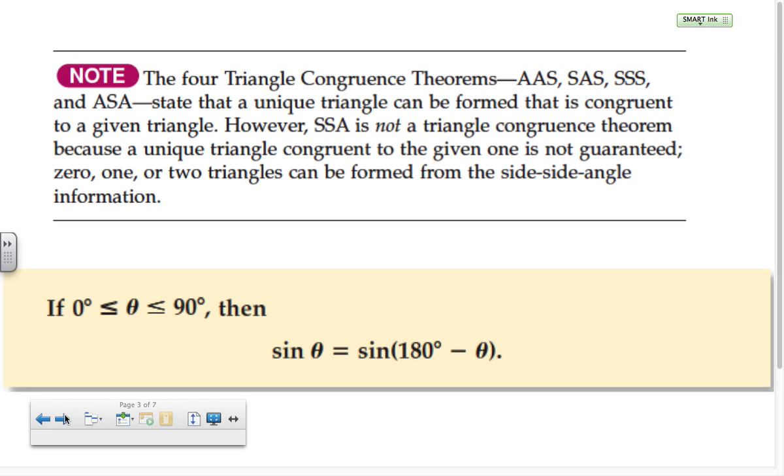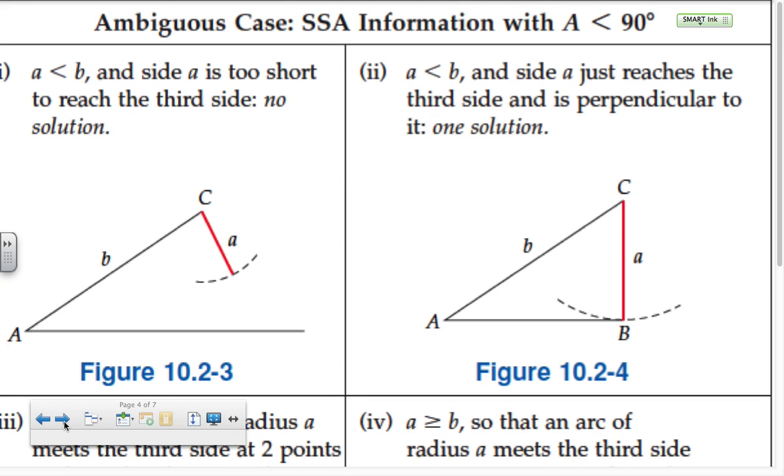So we're always going to assume 2, and then I'll talk right at the end about how you can know if it's just 1 or if it's 2 or if it's 0. But we're always going to assume 2. So you end up doing most of these problems twice if you have side, side, angle.